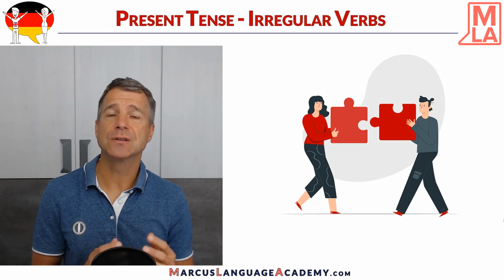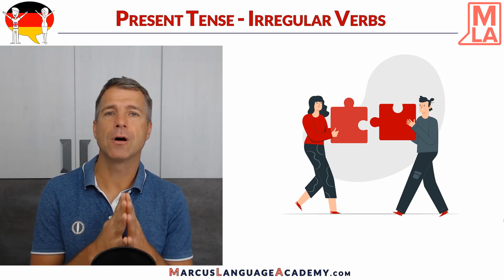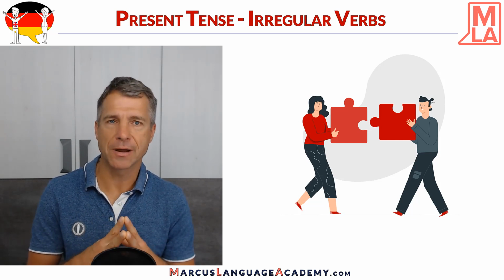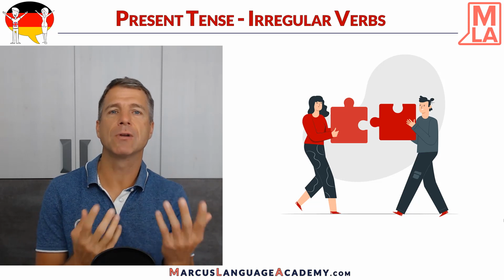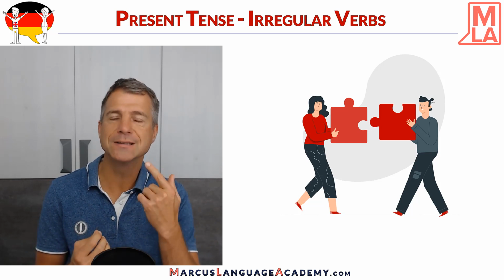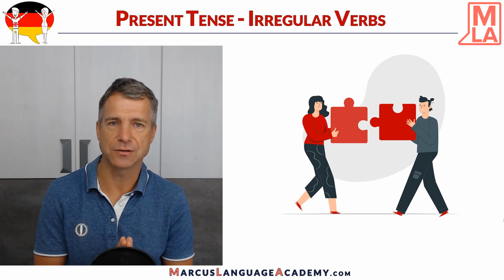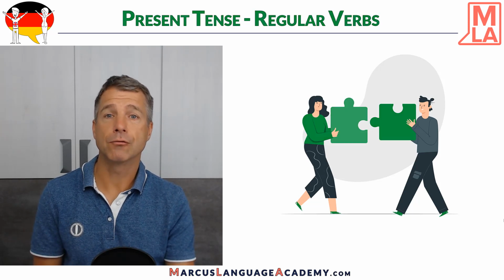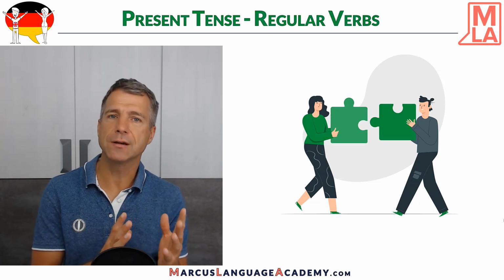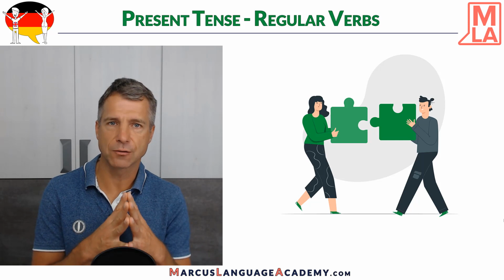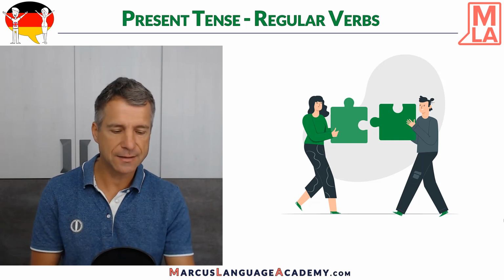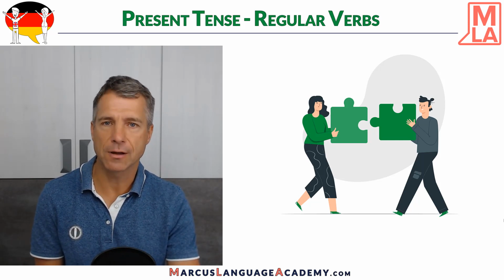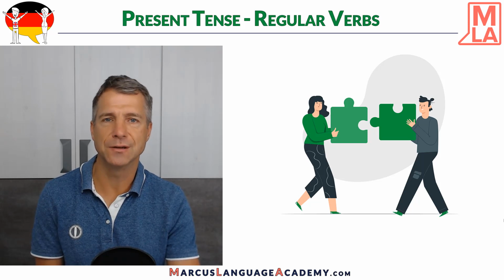And I use the red color for everything that is irregular in my course because I like to visualize grammar, so you can really see it and not just by definition. But regular verbs in my course use the green color. So we always have the green color for regular verbs. And let's just see what regular means in German. So let's dive into it.